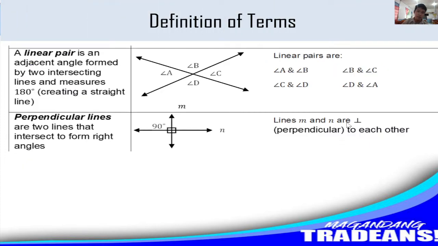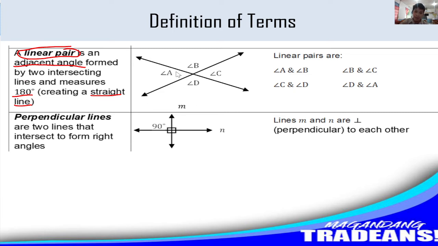The next definition of term is what you call the linear pair. A linear pair is an adjacent angle formed by two intersecting lines and measures 180 degrees. Now, take note. Kanina po, nabanggit natin yung adjacent angle. Yung adjacent angle, wala po siyang specific measurement. Basta magkatabi lang sila. Ngayon, pag ang isang adjacent angle exactly 180 degrees at nakakreate siya ng straight line, kasi di ba sinabi ko kanina, pag 180 degrees ang measurement ng angle, automatic straight line yan siya. Okay, ito yung condition. Kapag ang isang adjacent angle nakakreate ng 180 degrees or straight line, linear pair po ang tawag niyan.